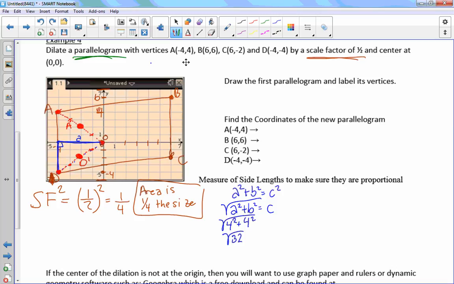Same with the B. How many diagonals does it take to get up there? Up 1, right 1, up 1, right 1, up 1, right 1, up 1, right 1, up 1, right 1, up 1, right 1. How many was that? 1, 2, 3, 4, 5, 6. So half would be 3, or half the distance. So our B prime would be right here. Same with C.